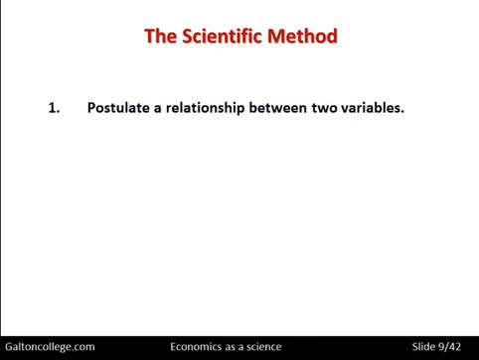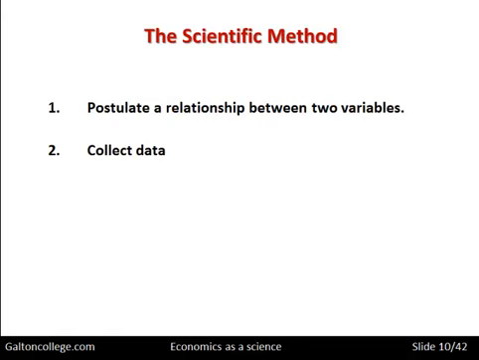First of all, the scientific method postulates a relationship between two variables. It states a relationship between two variables. If you like, it believes there is a relationship between two variables, between inflation and unemployment, or between price and demand, or between costs and the amount produced. Whatever it is, there is a relationship. So we postulate a relationship between two variables. We state a relationship between two variables.